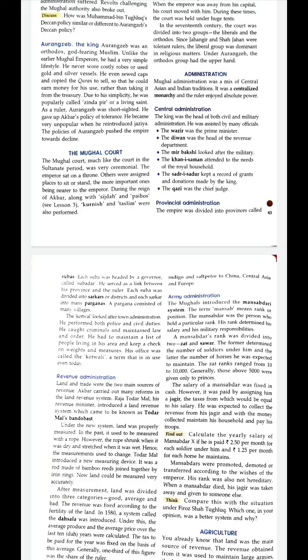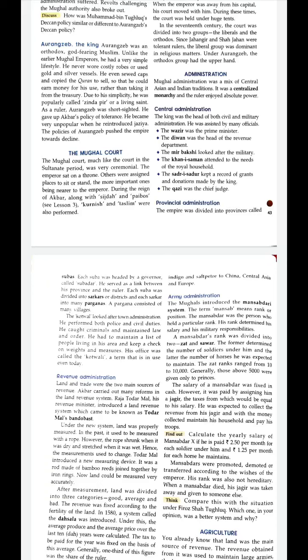Now next we have the administration. Okay, now the administration was divided into four parts: central administration, provincial, revenue and army. Clear? Now when we talk about administration, we have a centralized monarchy, which means the ruler used to enjoy absolute power.